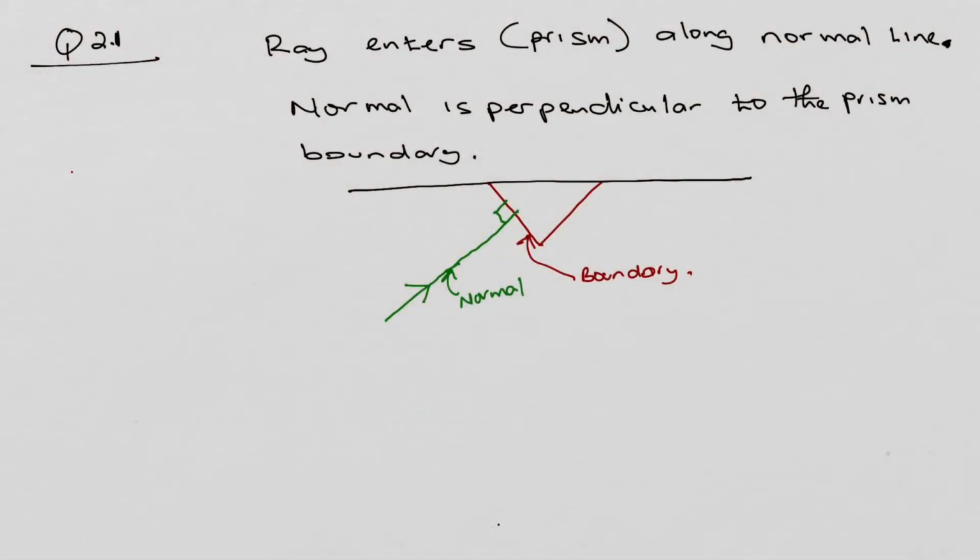Question 2.1. Suggest how the design ensures that there is no deviation of the ray as it enters the first prism. Here's the first prism, and for the ray to enter without any deviation, it has to go through the normal line. The normal line is the line perpendicular to the boundary of the prism. Here's the boundary and here's the normal line. So the ray will come along the normal line and then we'll be able to go through.